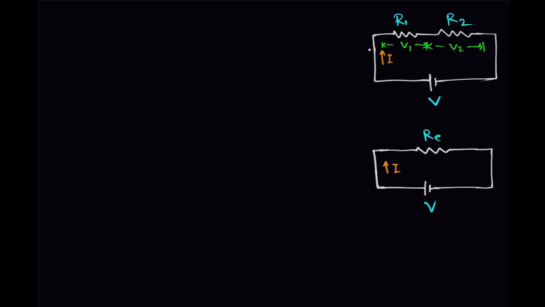Hello. The power consumption in this series circuit: here two resistances R1 and R2 are connected in series. V1 is the voltage drop across R1 and V2 is the voltage drop across R2, and current I is flowing through this circuit. Its equivalent is this circuit, where RE is the equivalent of R1 and R2. RE is equal to R1 plus R2, and in the equivalent circuit the same current flows for the same voltage.